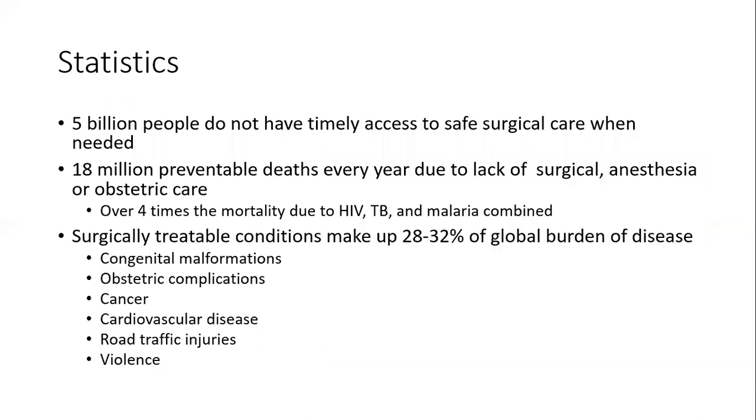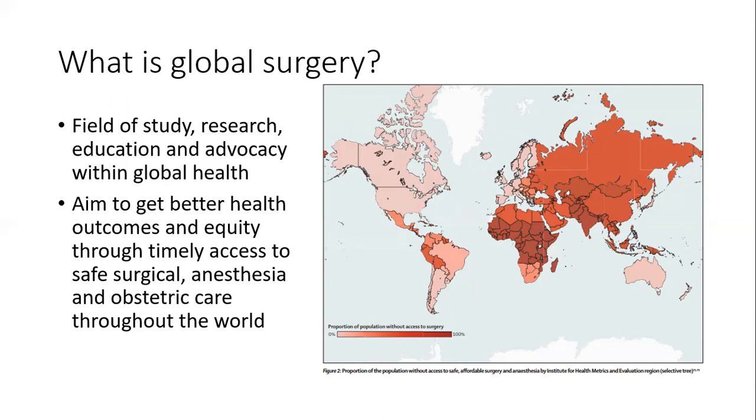Some statistics. As you saw on this map, you can see the proportion of population without access to surgery, and it's closer to 100 in a lot of countries here, sub-Saharan Africa, South Asia, and even countries of the Middle East and Asia in general. High-income countries and some Latin American countries do have good access to surgical care. You can even notice here that Southern Africa has better access to surgical care than North Africa.